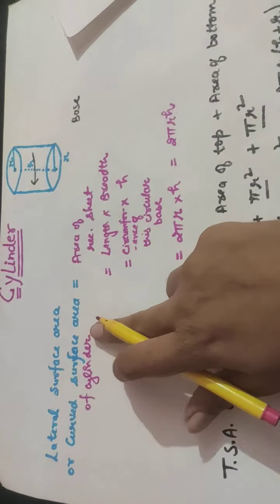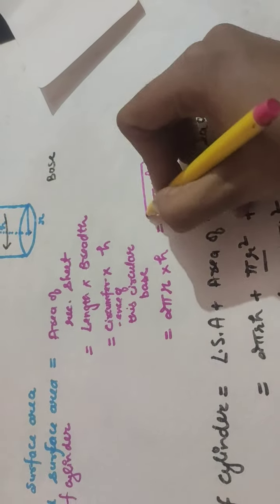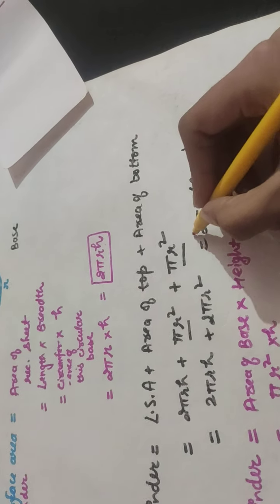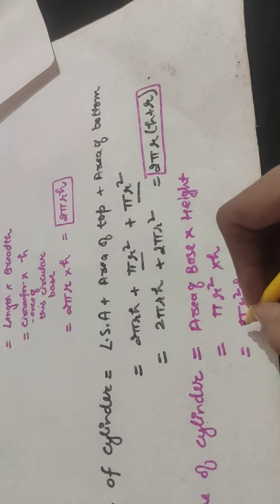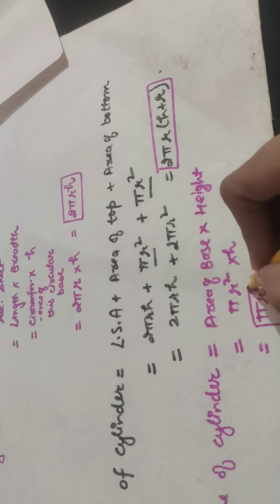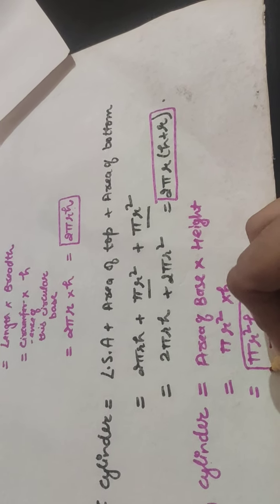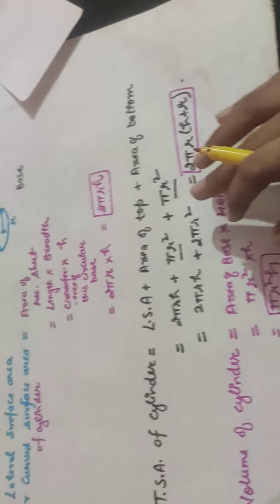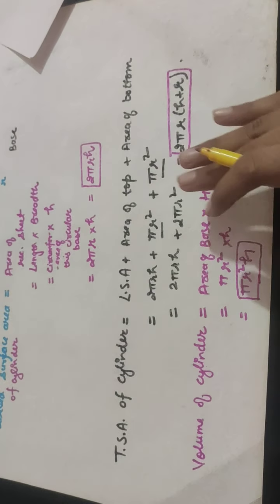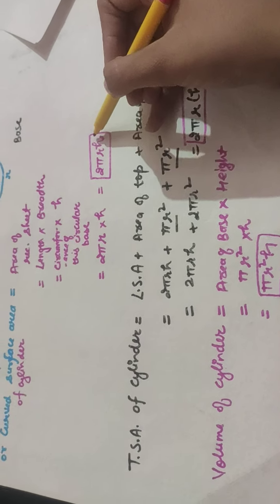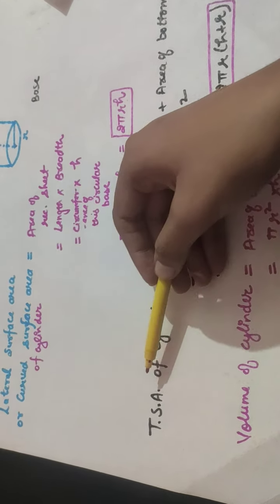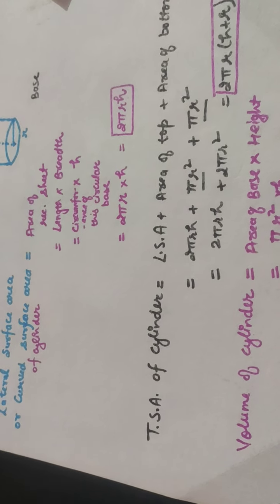Right? Lateral surface area is 2 pi r h. Total surface area is 2 pi r into h plus r. Volume of the cylinder is pi r square h. Okay, so I have done the derivation of the formulas. Try to solve the questions. All the questions are very easy. Radius and height are given. You have to compute the lateral, total and the volume for the cylinder.